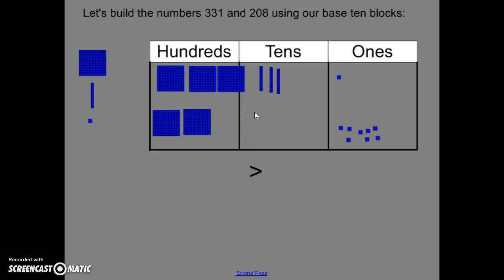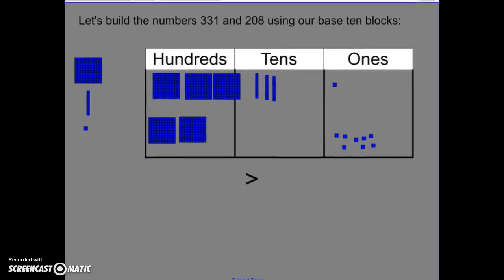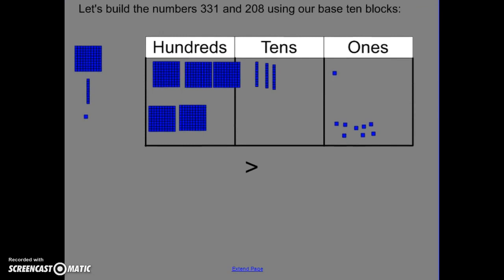First, when I compare numbers, I start with the greatest place value. So I look in my hundreds column. The greatest place value here is the 3. This number has 3 in the hundreds, and this number has 2 in the hundreds. 3 is greater than 2. So that tells me that the number 333 is going to be greater than 208.